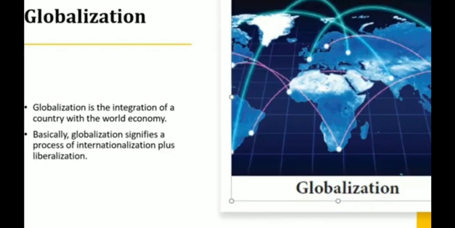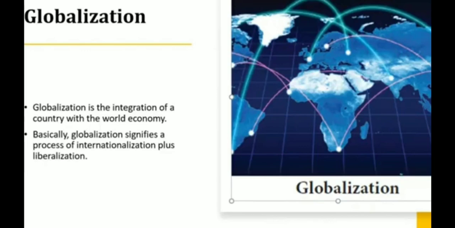Next, globalization. You all know globalization means what? It is the connection of different parts of the world, isn't it? From this picture also you can clearly understand. It is connected from one place to another place. For what purpose? For the expansion of international cultural, economic and political activities only. It was connected from one country to another country, and also for the movement and integration of goods and services among different countries. Globalization is the integration of a country with the world economy. So basically, globalization signifies a process of internationalization plus liberalization also.